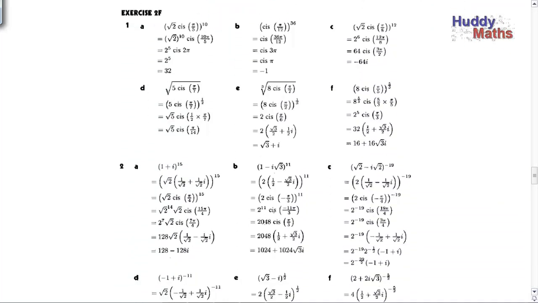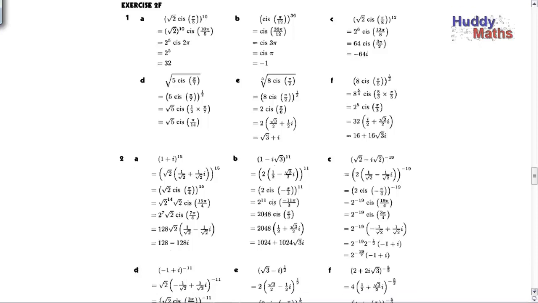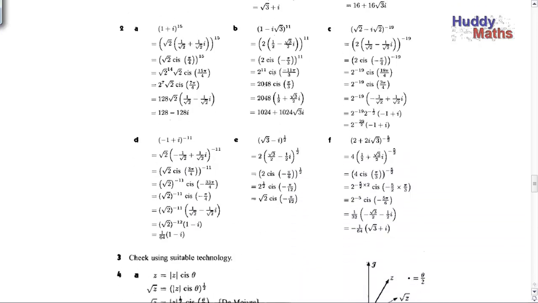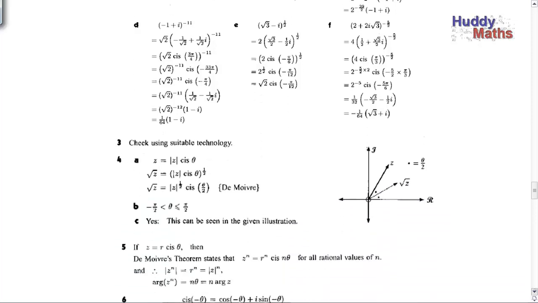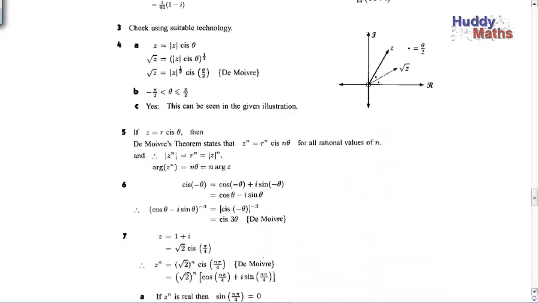Well, there's question 1 and part of question 2. I'll have a look through those. You must be able to do this. This is fairly basic work and crucial work. But there's the rest of question 2. Okay, let's go down to question 4. 4, 5 and 6. We'll come up to 7 in a minute.